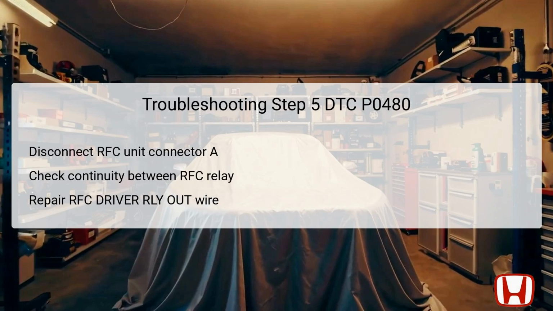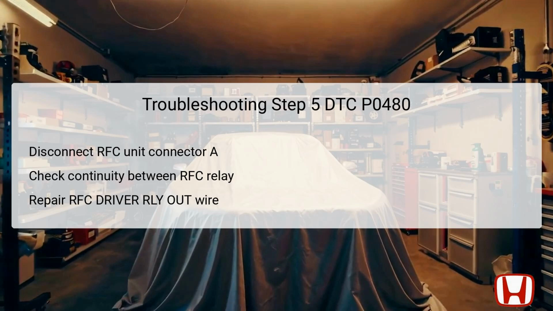step. The fifth step involves disconnecting RFC unit connector A, which is a 2-pin connector, to perform continuity checks between the RFC relay and specific test points. Taking these measurements will help determine the integrity of the RFC driver RLY out wire, which connects the RFC relay to the RFC unit. As before, ensure that the vehicle is in the off-lock mode to ensure safety during testing.